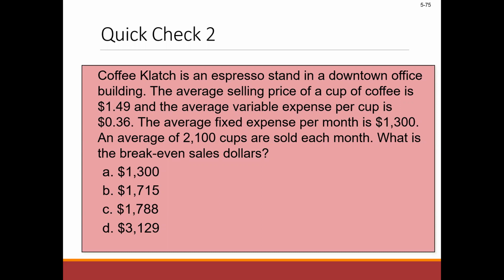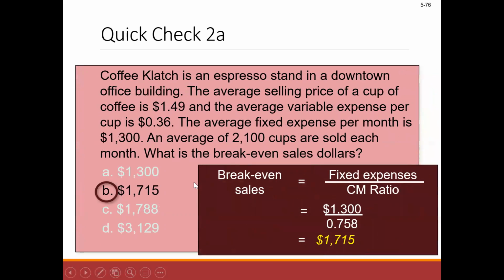Anyone come up with it? B? Anyone else have an answer? Would it be A? What do you guys say online? A would not be right because you've got variable expenses to cover to break even, right? B is right. We take our fixed expenses and divide that by a contribution margin ratio of 75.8% to come up with our number of dollars of sales.